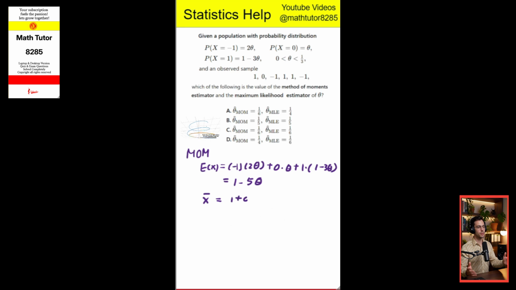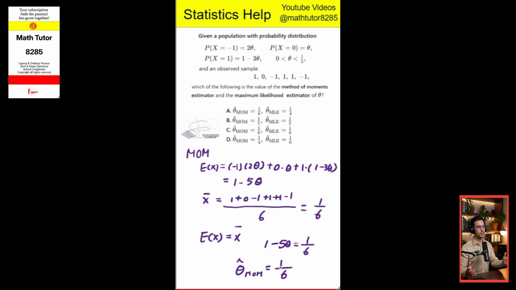Next, compute the sample mean. Add the 6 observations, which gives 1 plus 0 minus 1 plus 1 plus 1 minus 1, resulting in 1. Divide this total by 6 to obtain the sample mean, which equals 1/6. Set the theoretical mean equal to the sample mean. This gives the equation 1 minus 5 times theta equals 1/6. Solving this equation yields theta equal to 1/6, which is the method of moments estimator.